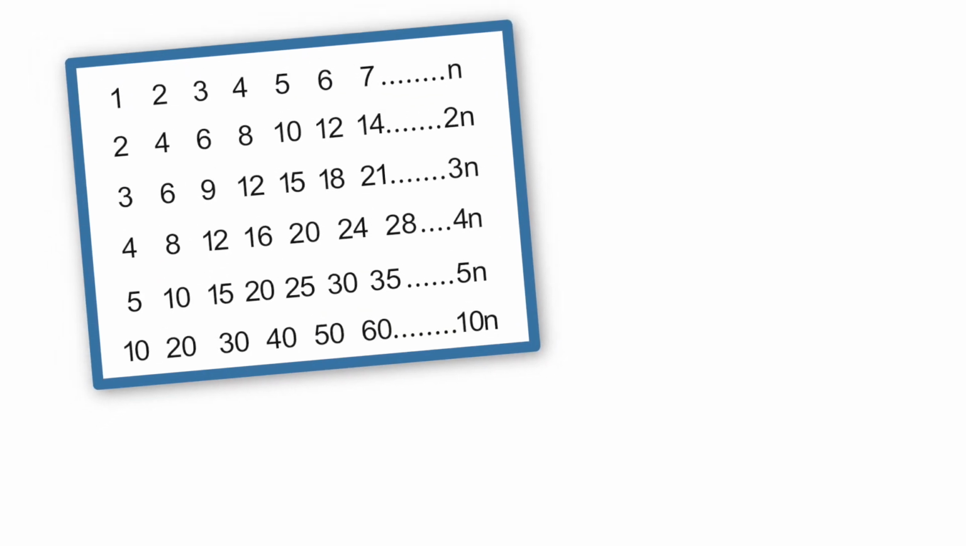I began the previous video by looking at multiplication tables and spotted a pattern between the multiplication tables and the nth term. So for the 1 times table, the nth term was n. For the 2 times table, the nth term was 2n. For the 3 times table, the nth term was 3n, and so on. We could then use this information to find the nth term for other arithmetic progressions.